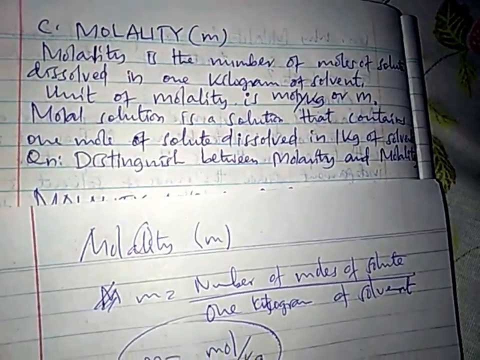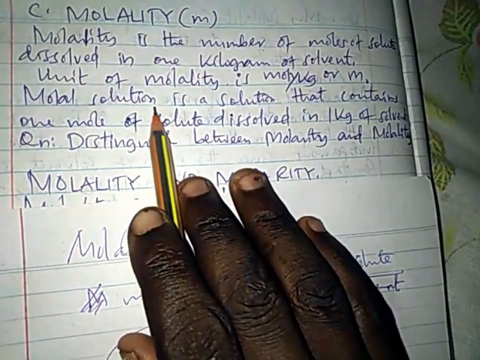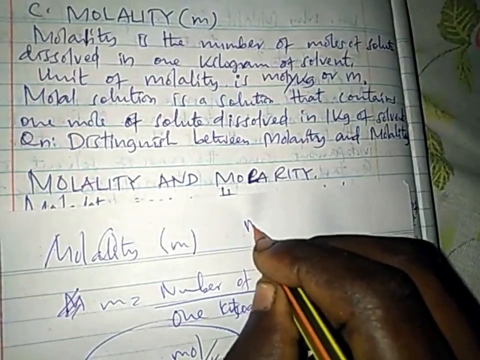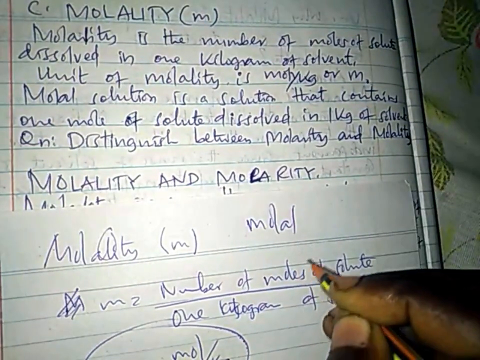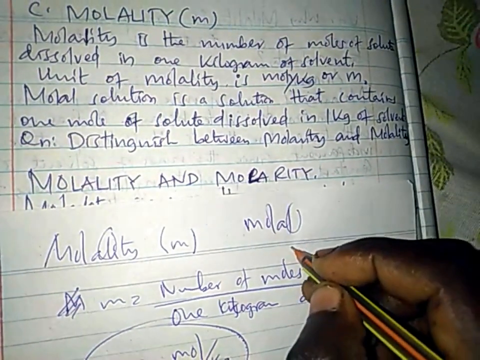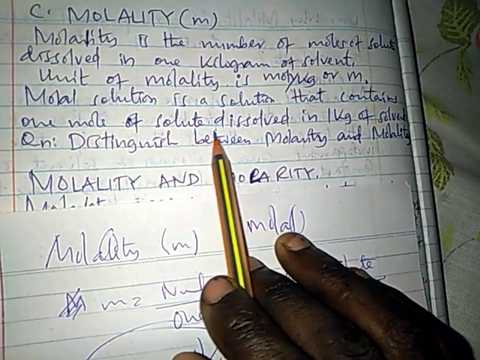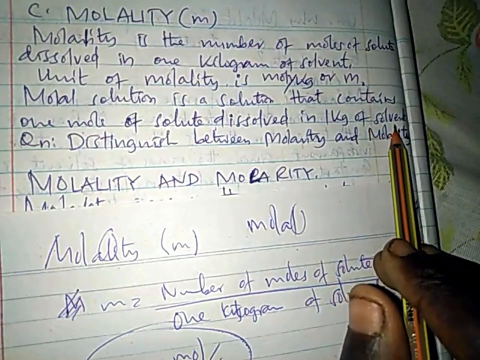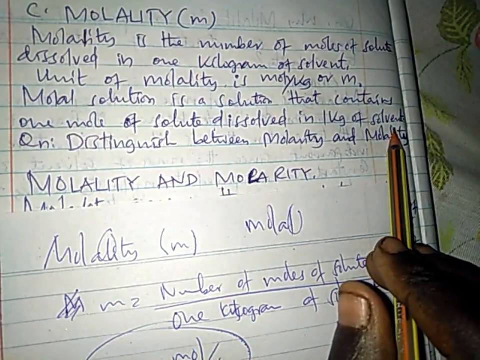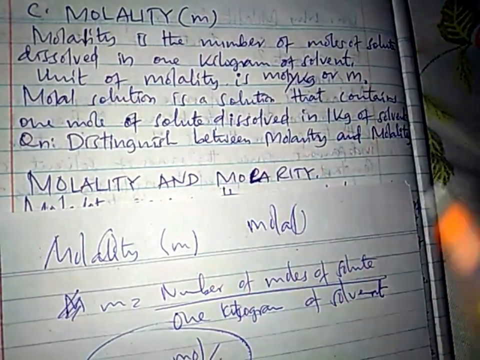Now, molal solution, molal not with R here, it is with L. A molal solution is a solution that contains 1 mole of solute dissolved in 1 kilogram of solvent. Now, here we have the difference.